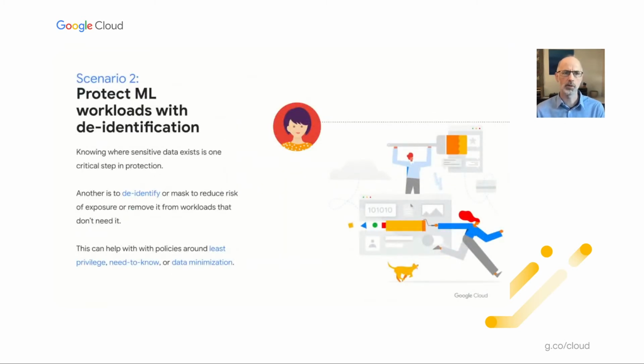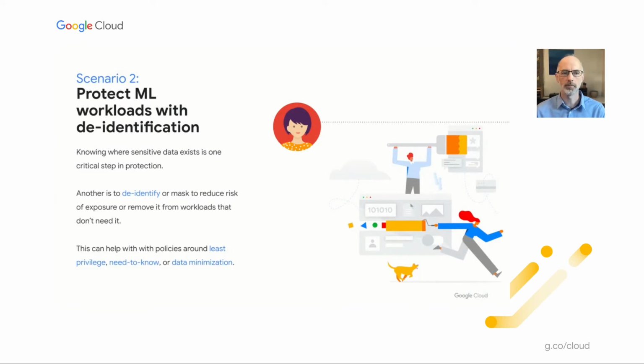Now, the second scenario we want to talk about is how can we protect machine learning workloads using techniques like de-identification. So the first idea of knowing where sensitive data is kind of the first step of protecting it. And we covered that just now with the last scenario, discovering the data, tagging it, and then putting in access control and enforcement based on those tags.